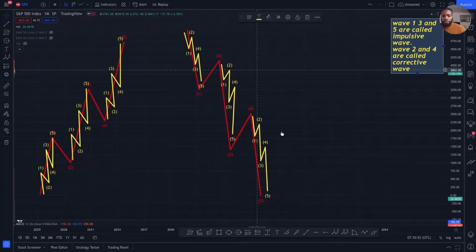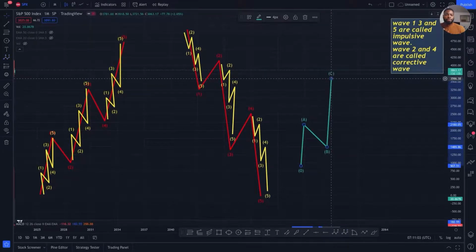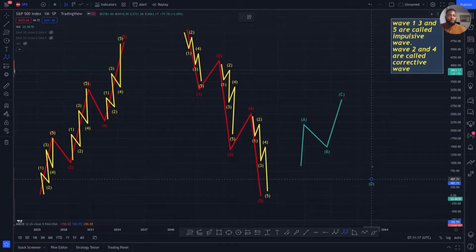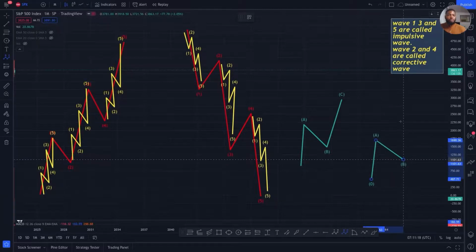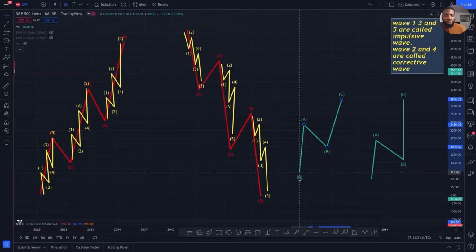The corrective waves are in this A, B, C pattern. And there are 2 major ways you can see the corrective wave. There are other ways, but these 2 major ways always present themselves. A, B, C.